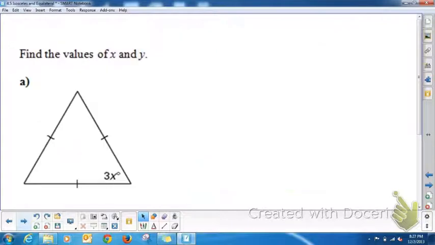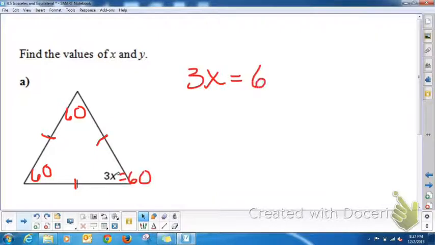Let's try another one. Find the values of x and y. In this case, we just have an x. So these congruent symbols mark that this is an equilateral triangle. If it's equilateral, then you know it is equiangular. Therefore, all of these angles are 60, 60, 60. So 3x is equal to 60. So the value of x, well, you would undo times 3 by dividing by 3. So x would be 20.